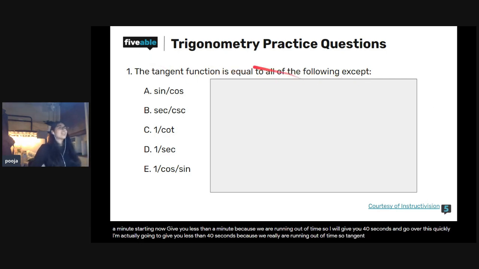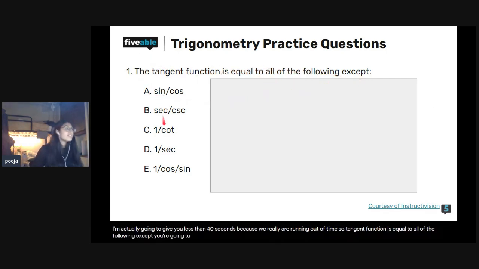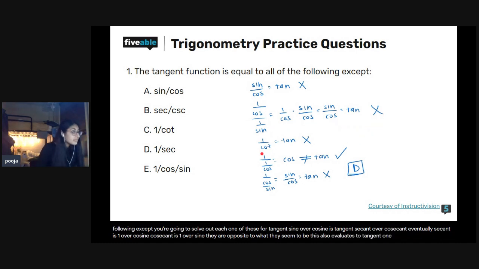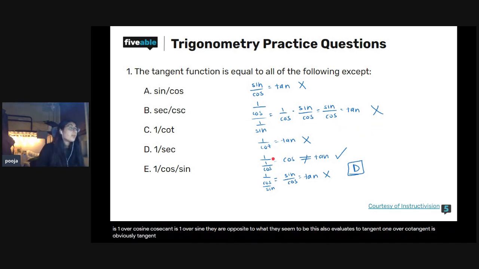So tangent function is equal to all of the following, except you're going to solve out each one of these for tangent. Sine over cosine is tangent. Secant over cosecant, eventually, secant is 1 over cosine, cosecant is 1 over sine. They are opposite to what they seem to be. This also evaluates to tangent. 1 over cotangent is obviously tangent. 1 over cosine, which is 1 over secant, is not tangent. So the correct answer is D. 1 over cosine over sine is the same thing as 1 over cotangent, which is tangent.